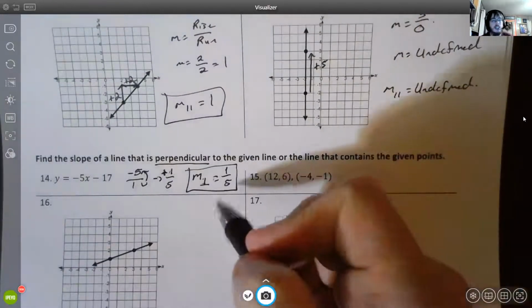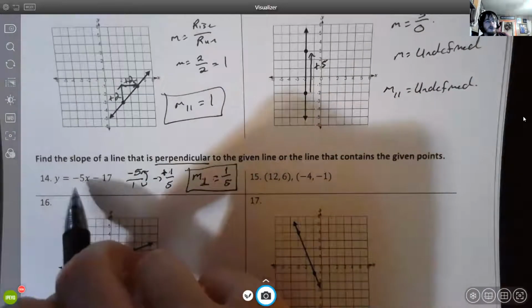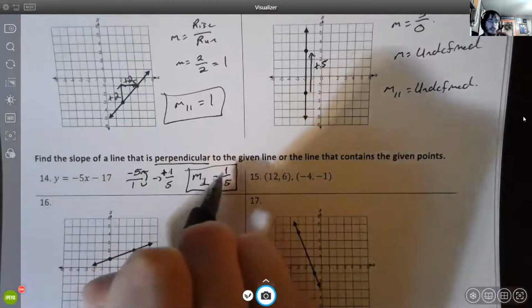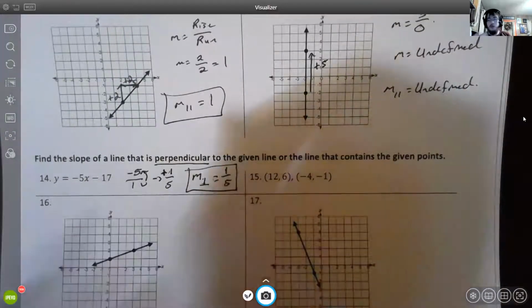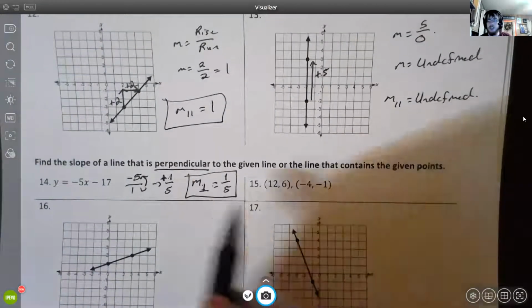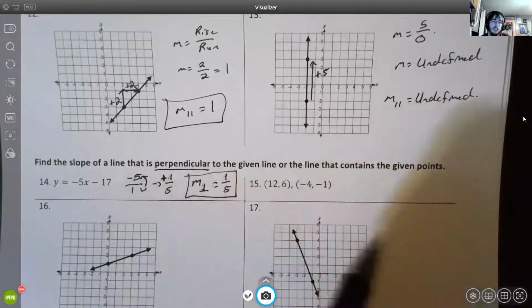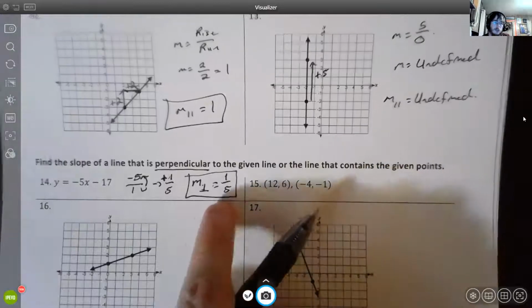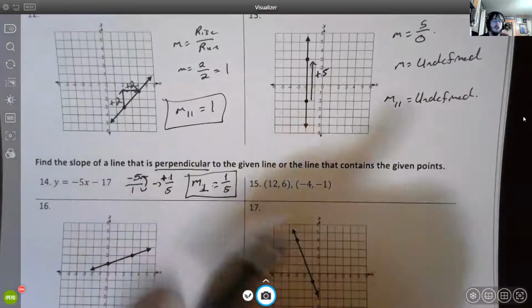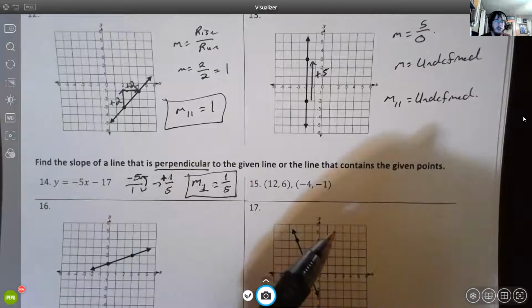The way you can check this, you can take the slope that you had originally and multiply it by the slope that you found and see if it equals negative 1. And if you take 1/5 and multiply it by negative 5, you will get -1.